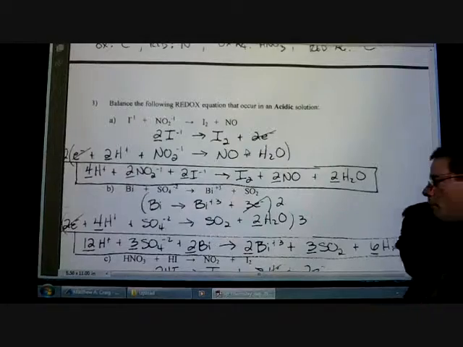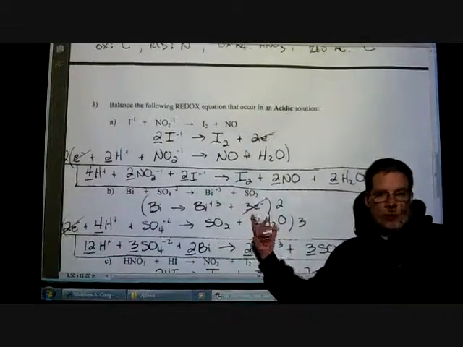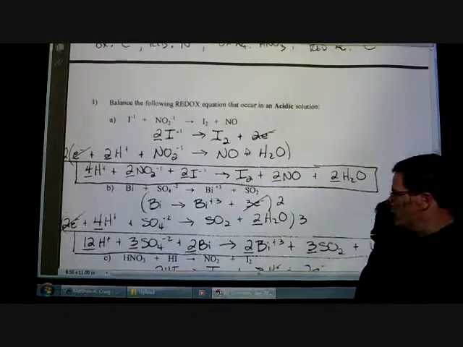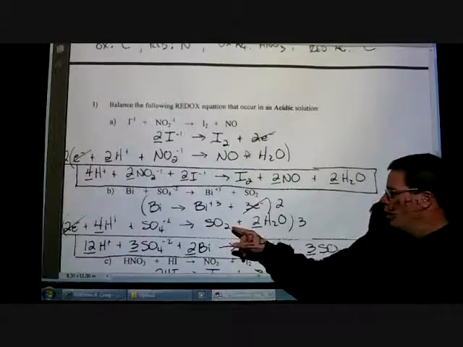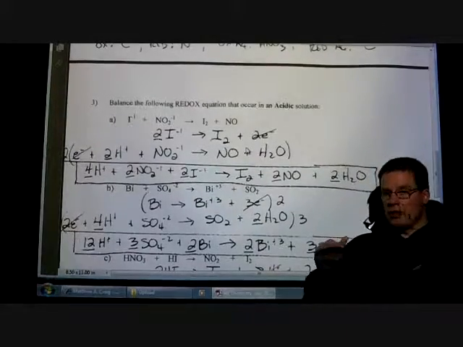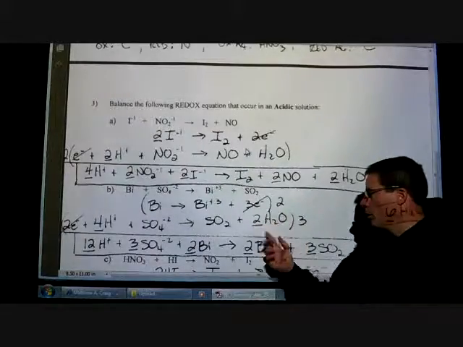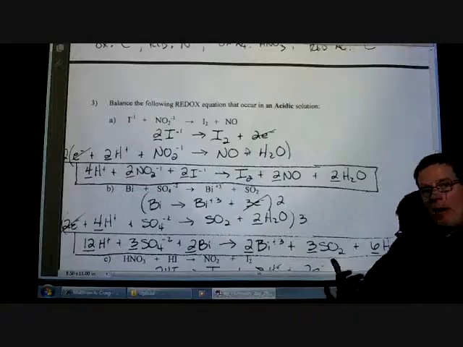Looking at B, we have bismuth going to bismuth +3, just one thing, so just 3 electrons. And then we have our sulfate going to SO2. So again, the hierarchy here is balance your non-oxygens, your non-hydrogens first, then balance your oxygens with water molecules. So put your waters in to balance out the number of oxygens. After you do that, balance your hydrogens.